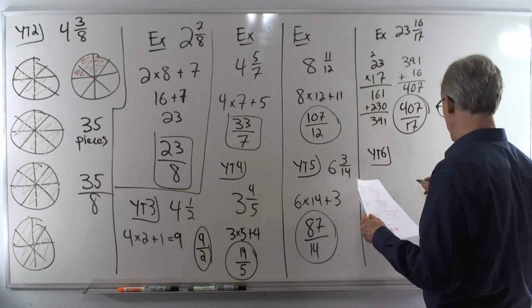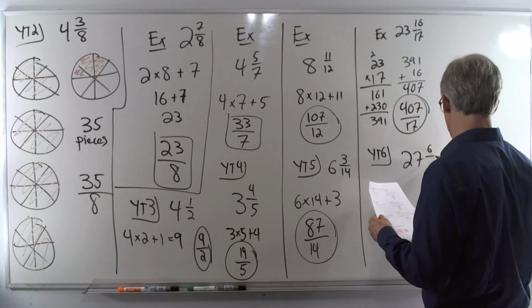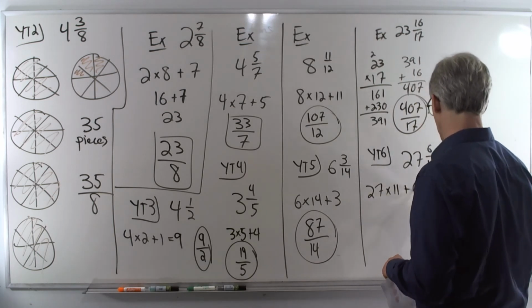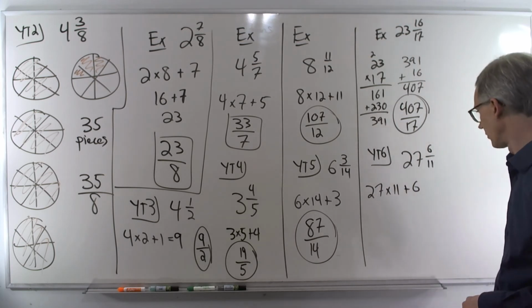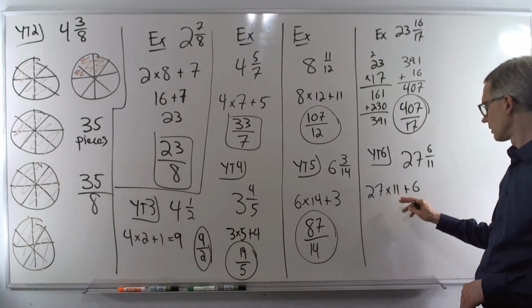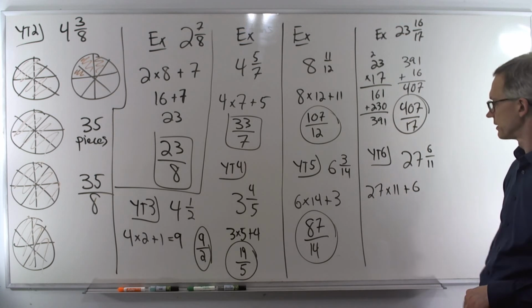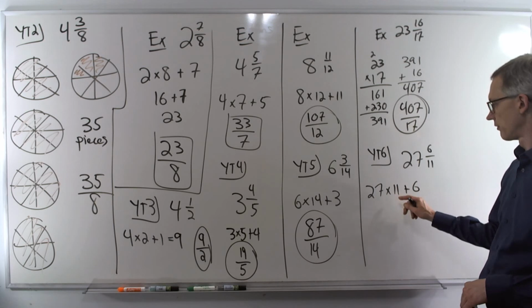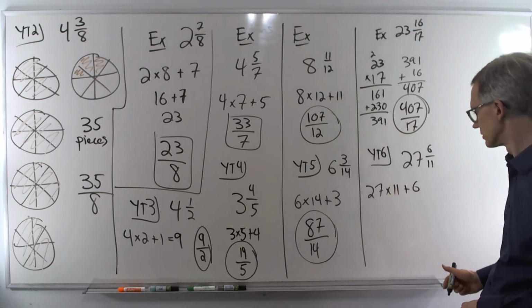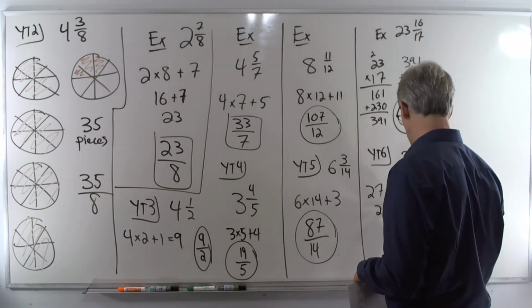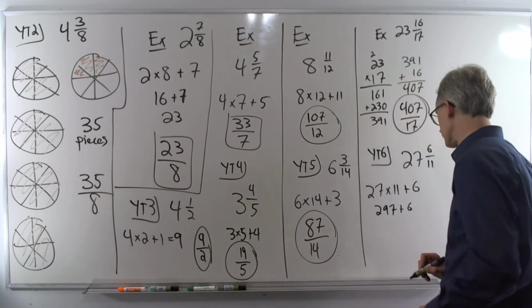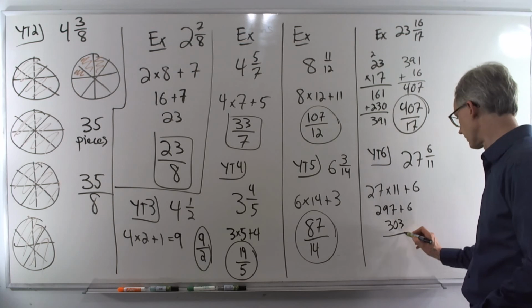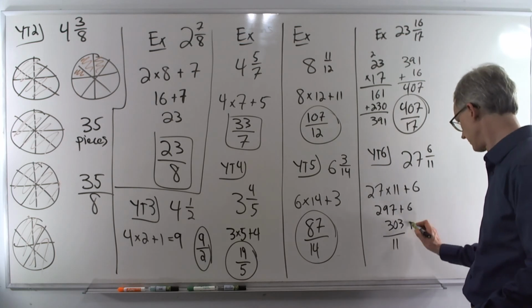27 and 6/11. All right, what I like to do when multiplying by 11 is multiply by 10 and then add an additional 27 to it. 27 times 10 is 270. If we add another 27 to that, we get 297. So that's 297 plus 6, add them together and we get 303. So our fraction is 303 over 11.